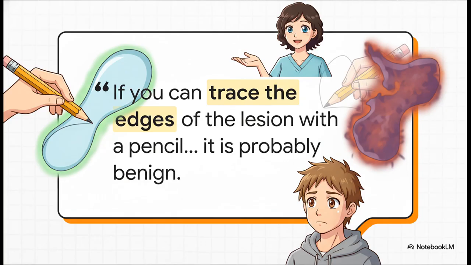You know, the source material for this has a brilliant, super simple way to think about this. Just ask yourself one question. Could I trace the edge of this thing with a pencil? If the answer is yes, if you can draw a nice clean line around it, you're probably looking at something slow-growing and benign. But if the edges just kind of fade and blur into the bone around it, you're dealing with something way more aggressive.